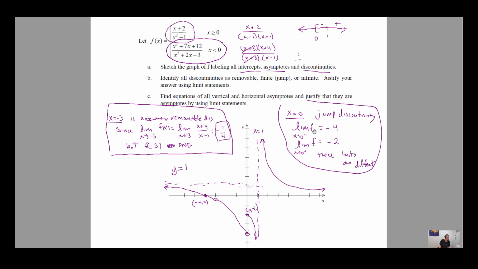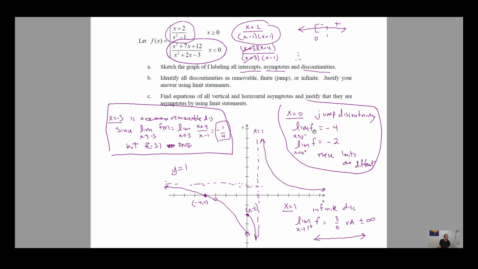Finally, at 1, we have an infinite discontinuity. X equals 1 is an infinite discontinuity. Why is it an infinite discontinuity? It's because the limit as x approaches 1 from the right of f of x means that I'm coming in along this piece, which means it would be a 3 over 0 vertical asymptote, plus or minus infinity.